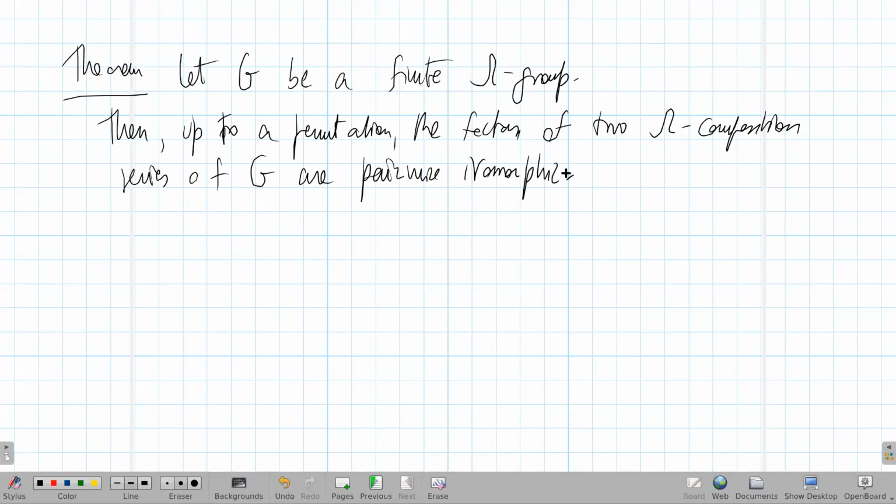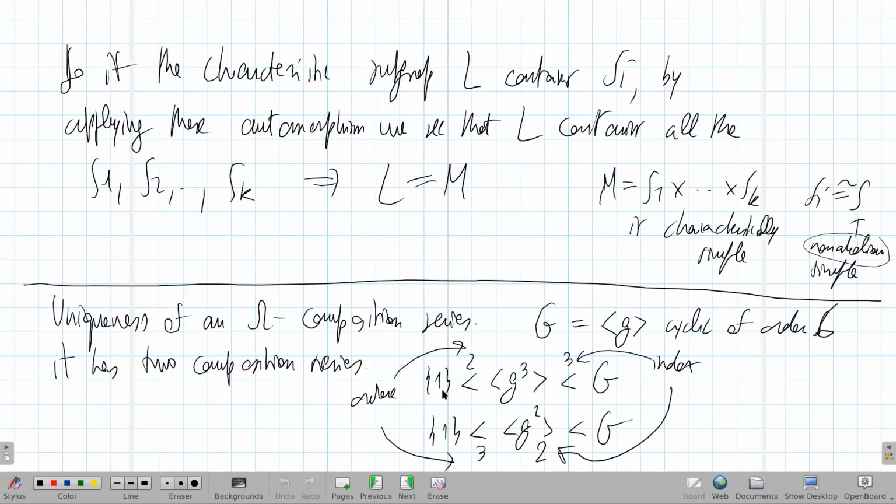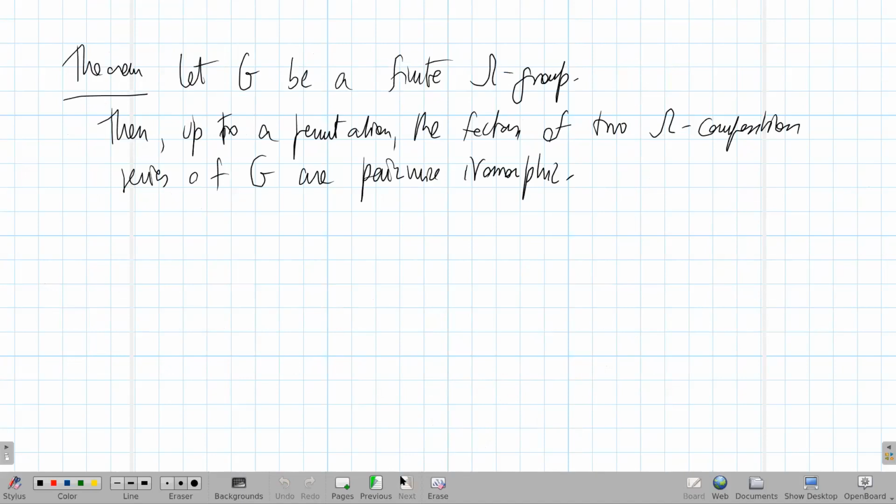Once you have had time to write this down, I'll go back to the previous board, because this is what happens here, okay? So let's consider the factors here. This factor is cyclic of order 2. This factor is cyclic of order 3. Here, this factor is cyclic of order 3, and this factor is cyclic of order 2. So they are isomorphic, but after a permutation. So this is isomorphic to this, and this is isomorphic to this, okay? It's not that these two are isomorphic and these two are isomorphic. So this is what I mean by up to a permutation, okay?